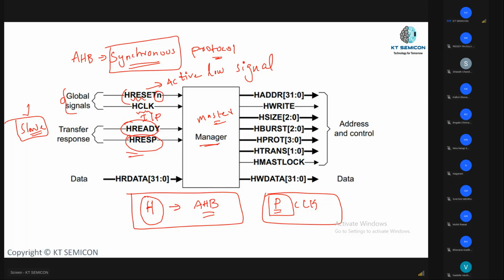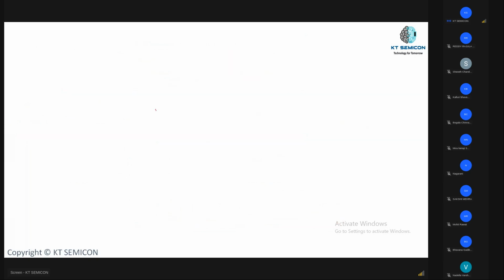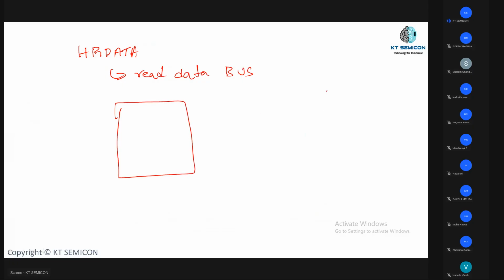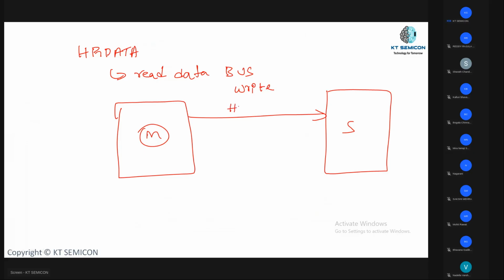Now coming to this HR data, it is of 32 bits width. This HR data stands for read data bus. There are two data buses available in the AHB protocol. Let's say this is our master and this is our slave. If we are performing a write operation, that is, the data is being passed from master to slave, we will use a bus known as HW data bus. And for read operation, we are going to use a bus which is known as HR data bus.